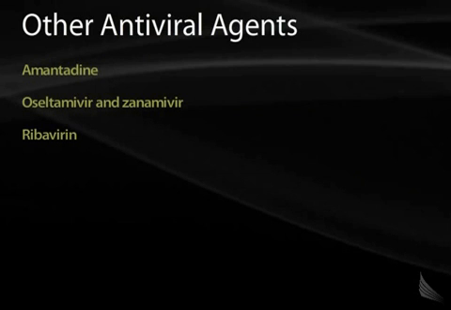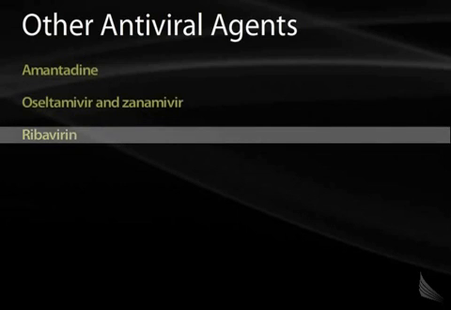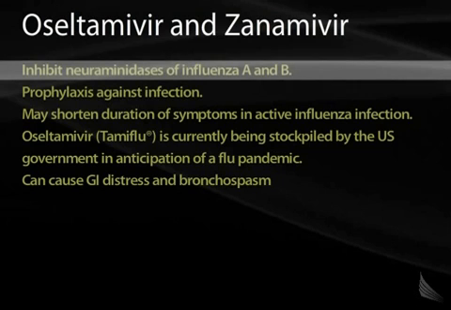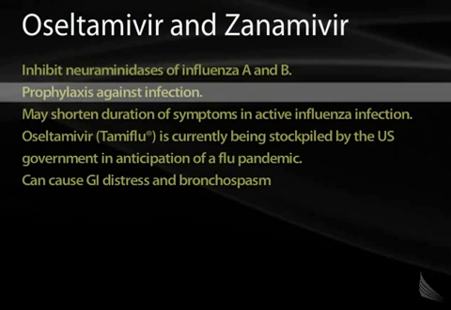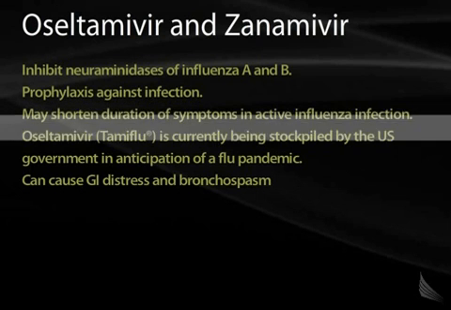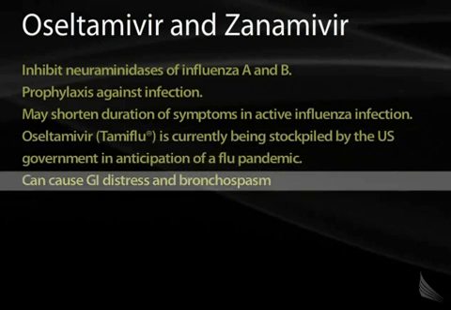Let's talk about some other antiviral agents, including amantadine, oseltamivir, and ribavirin. Oseltamivir and zanamivir are neuraminidase inhibitors and work on influenza A and influenza B. These medications are very effective and can be used as prophylaxis against infection. They also may shorten the duration of symptoms in active influenza infection. Oseltamivir, also known as Tamiflu, is also currently being stockpiled by the U.S. government in anticipation of a flu pandemic across the world. These are known to cause GI distress and can also cause bronchospasm.